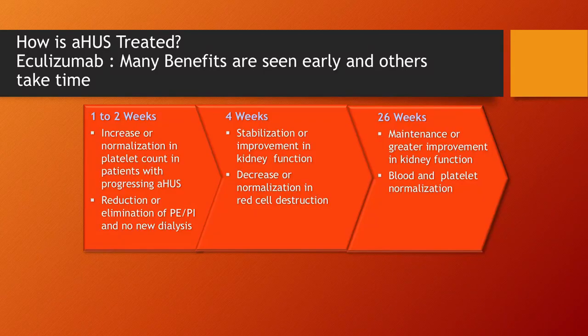At 26 weeks, which is almost 6 months, right? Maintenance and improvement in kidney function, blood and platelet normalization. This is from some of the older data, and sort of a mixed population of patients that came later. They weren't diagnosed immediately. I think maybe this will change now that some of us are using ECU quickly. But nevertheless, it can take time for the drug to take effect. Because if you've broken down the house, it takes time to put the house back together, even if the fire was put out, right?